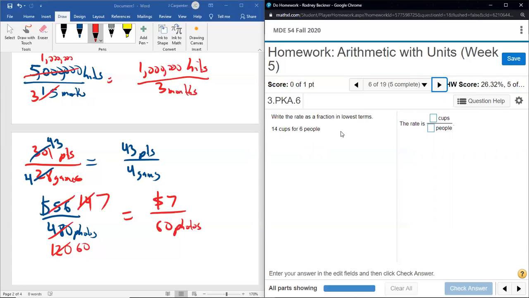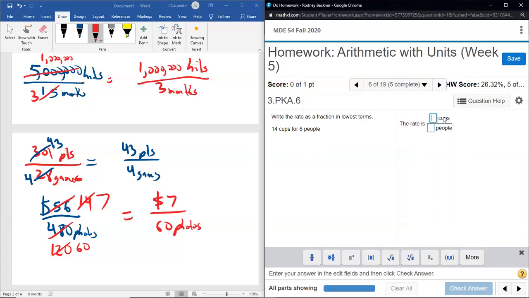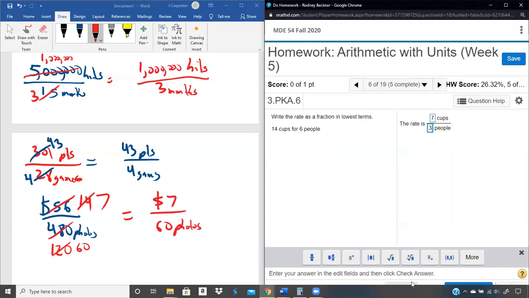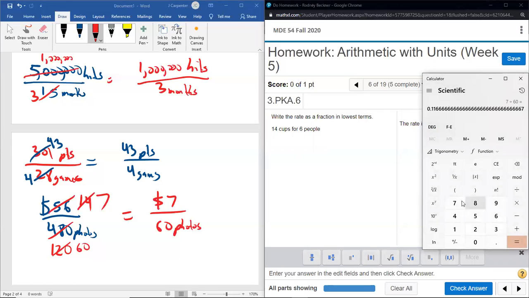All right, 14 cups for 6 people, 2 goes into both of those, 2 goes into 14 7, 2 goes into 6 3. So that's 7 cups for 3 people, and that's not going to reduce at all. So 7 cups of coffee for 3 people would be the same thing as saying 14 cups of coffee for 6 people. It would be the same thing as saying 21 cups of coffee for 9 people, or 28 cups of coffee for 12 people. It would also be the same if I wanted to break it down into a per person situation. 7 divided by 3. That's 2.33. So that's saying 2.33 cups of coffee per person.